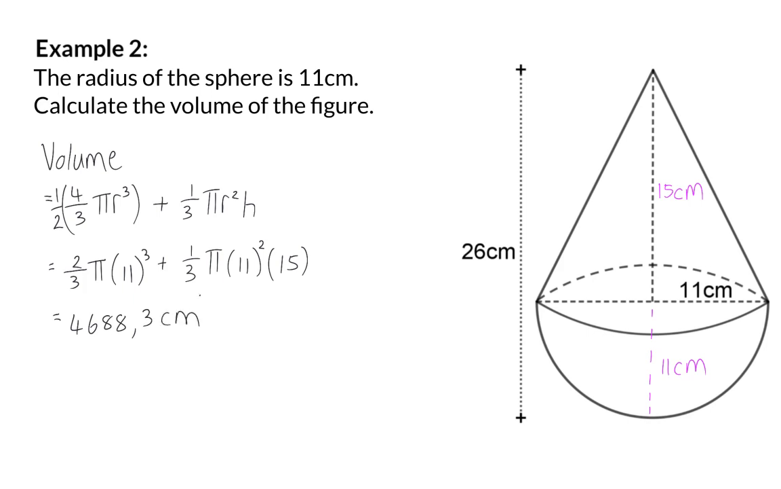So the volume of this figure is then 4688,3 centimeters cubed. Because the volume is about what is inside the figure, it is not influenced by whether the figure is open or closed. That means whether the figure is open or not, we can simply use the formulas as they are, or halve them for half a figure.